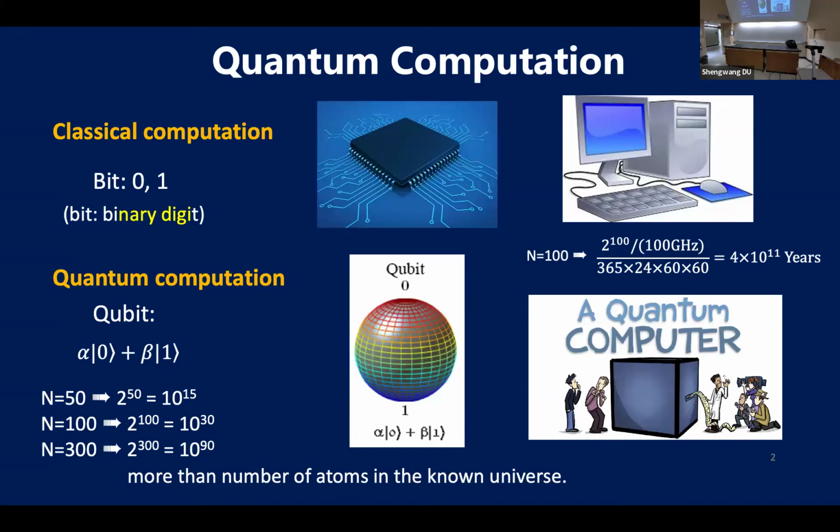So if you do that, even with a computer with a 100 gigahertz CPU clock, it would take more than 100 billion years to do the computing one by one. Even though this is very simple, it means it's impossible, right?